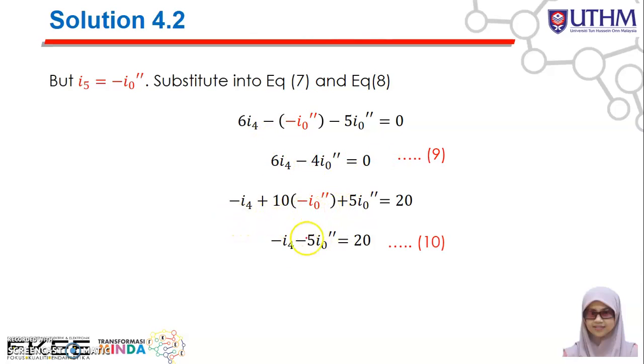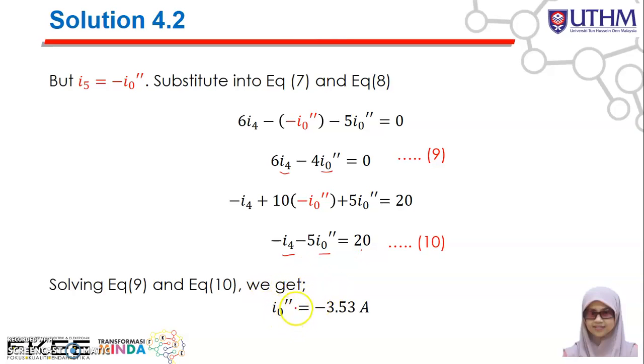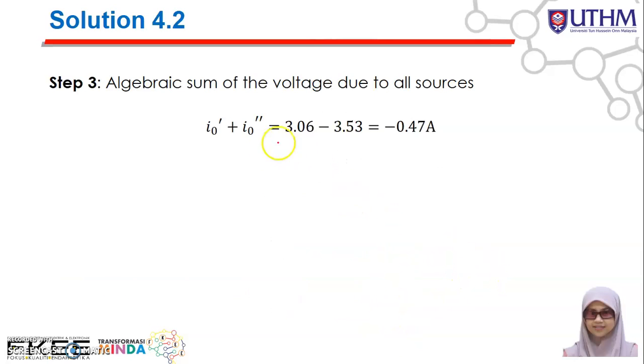And then based on your equation number 8, you have negative i4 minus 5i0 double prime equal to 20. So here you have only 2 variables. You can solve the 2 simultaneous equations by using either Cramer's rule, a calculator, or a matrix. Finally you get i0 double prime equal to negative 3.53 ampere. So finally you need to find your i0. i0 will be equal to i0 prime plus i0 double prime, equal to 3.06 minus 3.53. So the answer for i0 will be negative 0.47 ampere.